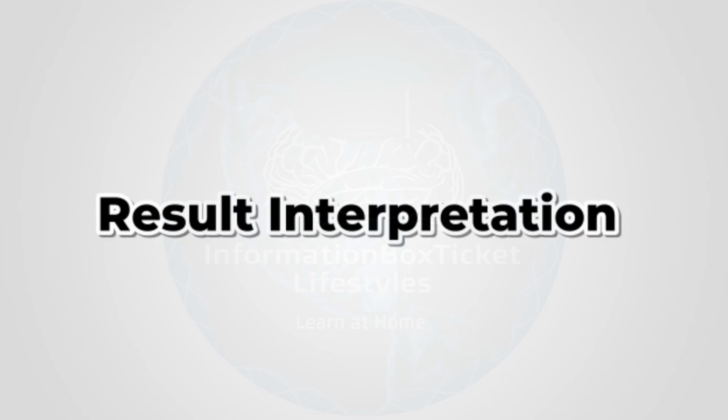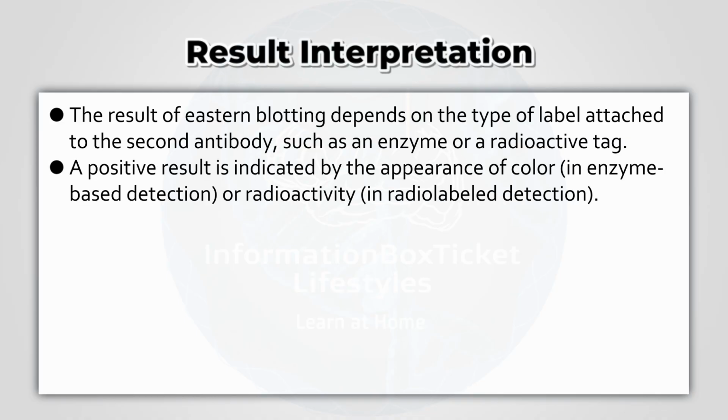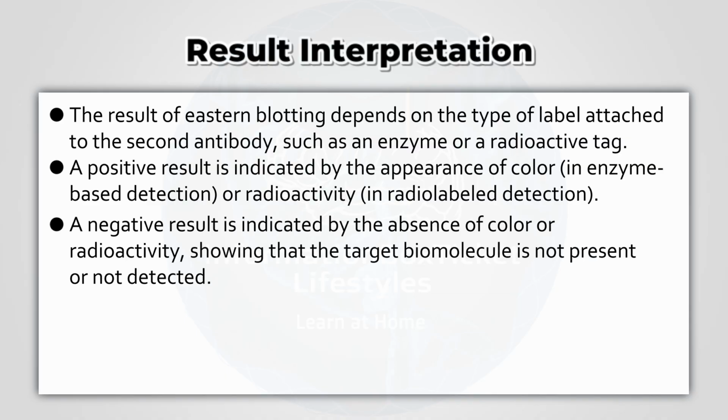Result interpretation. The result of Eastern blotting depends on the type of label attached to the second antibody, such as an enzyme or a radioactive tag. A positive result is indicated by the appearance of color in enzyme-based detection or radioactivity in radio-labeled detection. A negative result is indicated by the absence of color or radioactivity, showing that the target biomolecule is not present or not detected.